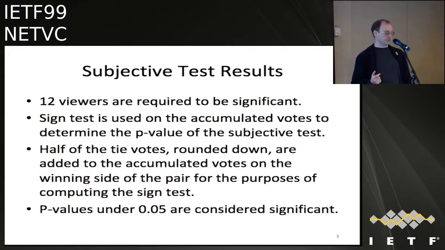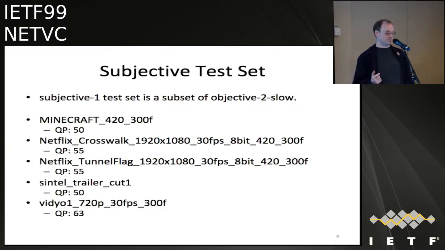So subjective one is a test set, a subset of objective two slow. And these are the five videos in there. One thing we should point out is that using a QP of 50 for Syntel actually looked quite bad. So we're probably going to revise that to use a lower quantizer, because even with 50, which is the highest quantizer we have of any of the videos, it still looks like a blocky mess. So that's something that we'll probably change in the future. Next slide.